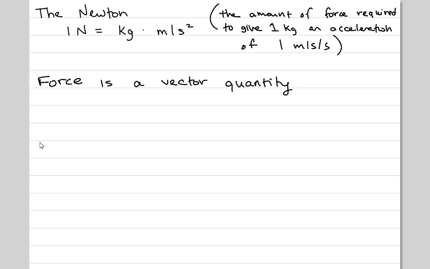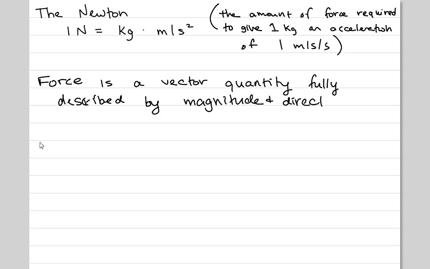So force is a vector quantity, and this means you're fully described if you have two things: magnitude and direction. I was noticing on the test a lot of people just put like northwest or south of west. You didn't even put an angle. So you have to do your direction fully and your magnitude fully for the full vector.